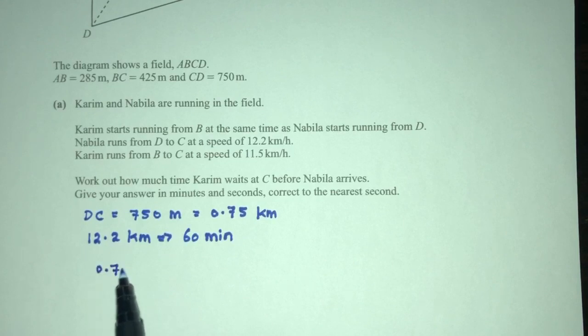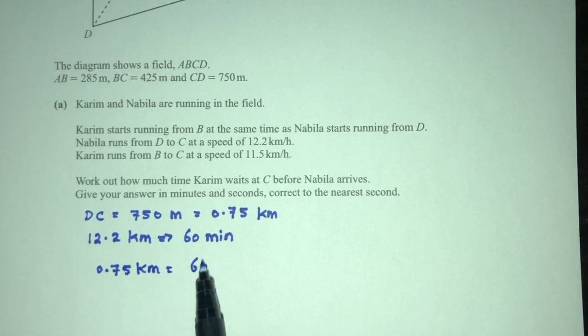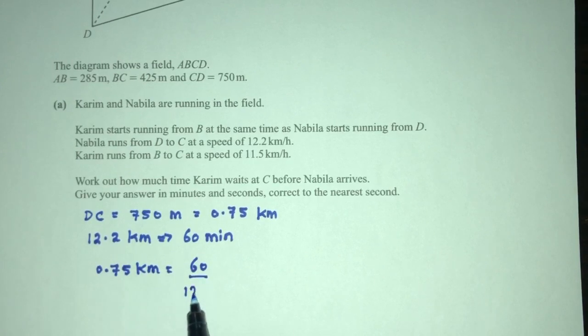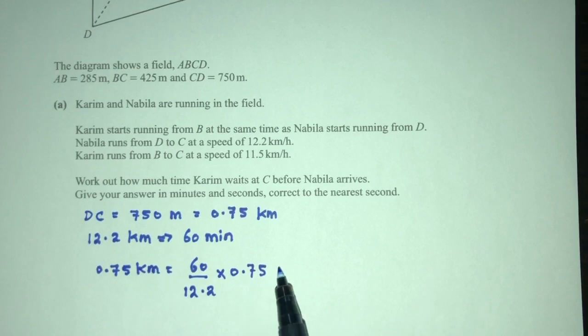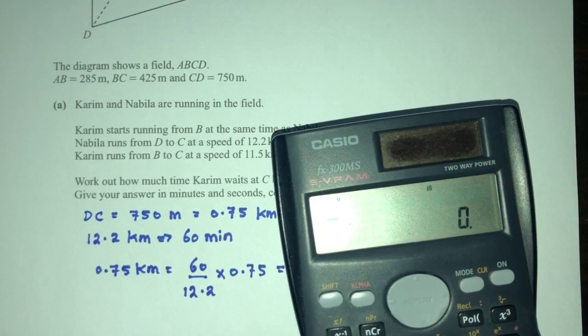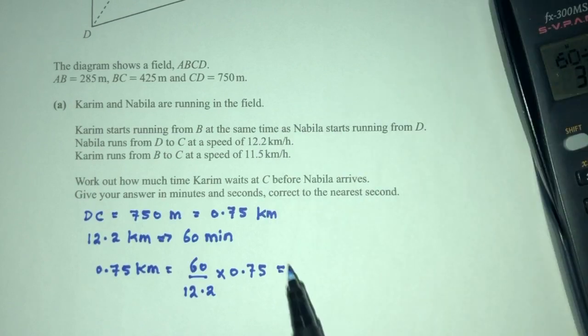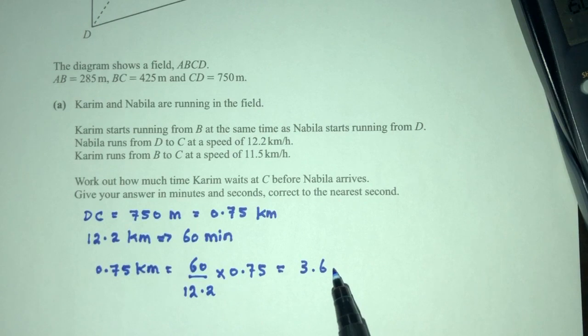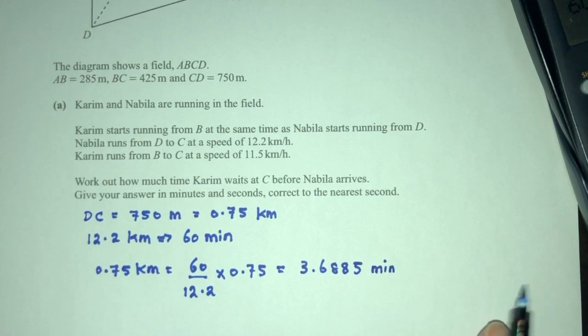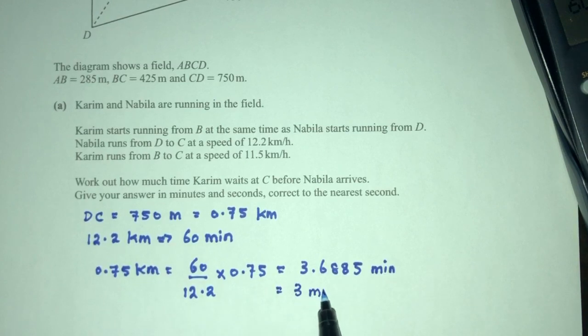So 0.75 km is going to equal to 60 divided by 12.2 times 0.75 using ratio. So that will be 60 divided by 12.2 times 0.75. That should be 3.6885 minutes. So basically, if you were to rewrite this down, that will be 3 minutes.